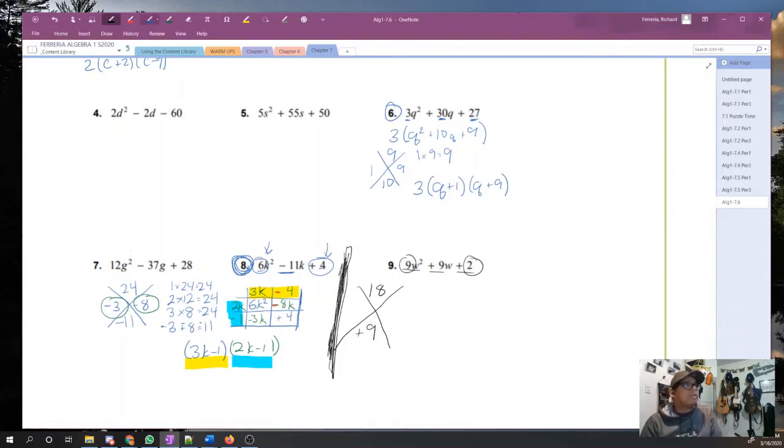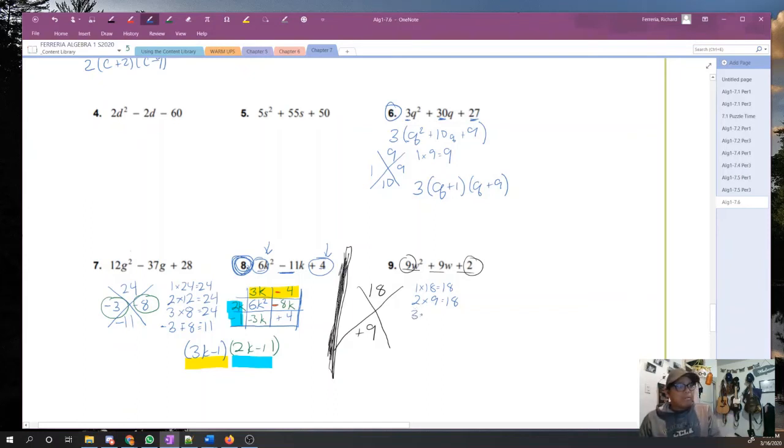And now I start thinking. Let's think of numbers that multiply to make 18. 1 times 18. Okay, if I add those two, I get 19. If I subtract them, I get 17. So I don't think that's going to be the correct pair. 2 times 9 is 18. I can already see that this isn't going to work, but 2 plus 9 is 11. 9 minus 2 is 7, so that's not going to work.